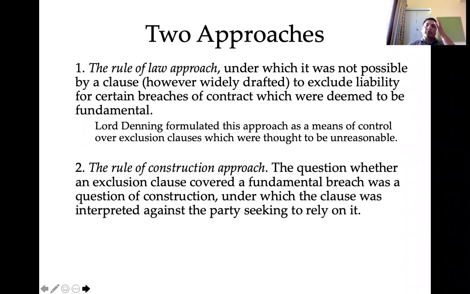There are two approaches to this doctrine. The first is the rule of law, under which it was not possible by a clause, however widely drafted, to exclude liability for certain breaches of contract which were deemed to be fundamental. Lord Denning formulated this approach as a means of control over exclusion clauses which were thought to be unreasonable.